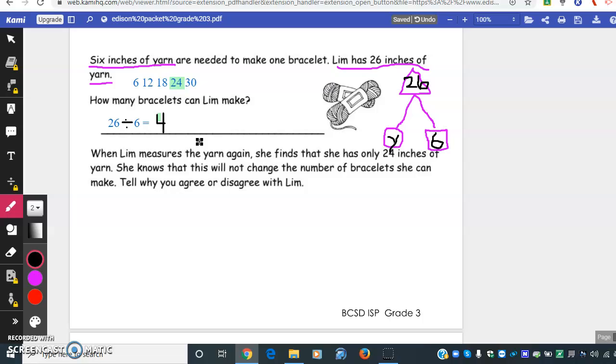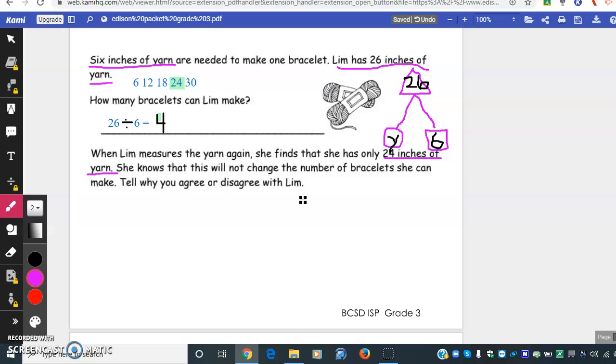Now let's go down to the second half of this question. When Lim measures the yarn again, she finds that she only has 24 inches of yarn. Okay, so she made a mistake. Turns out she only ever had 24 inches of yarn. She never had the 26 that she thought she did. She knows that this will not change the number of bracelets that she can make. Tell why you agree or disagree with Lim. So first you have to decide, do you agree with Lim? Yes or no? Are you agreeing?